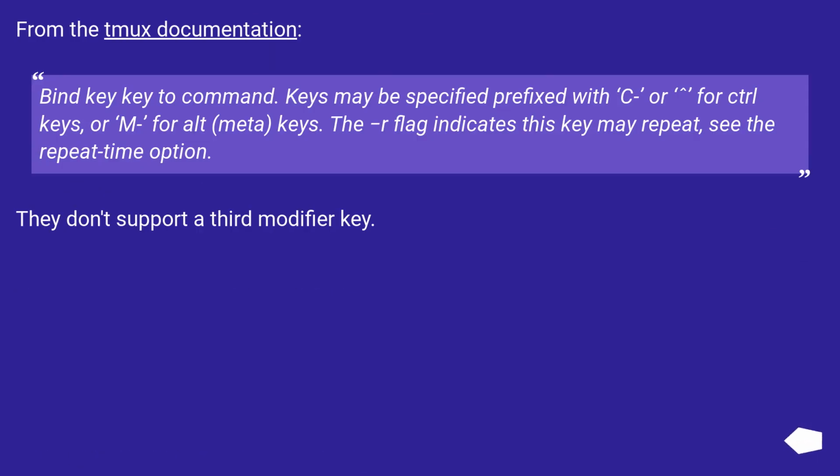From the tmux documentation, bind-key to command: keys may be specified prefixed with C- or ^ for control keys, or M- for alt, meta, keys. The -r flag indicates this key may repeat, see the repeat-time option. They don't support a third modifier key.